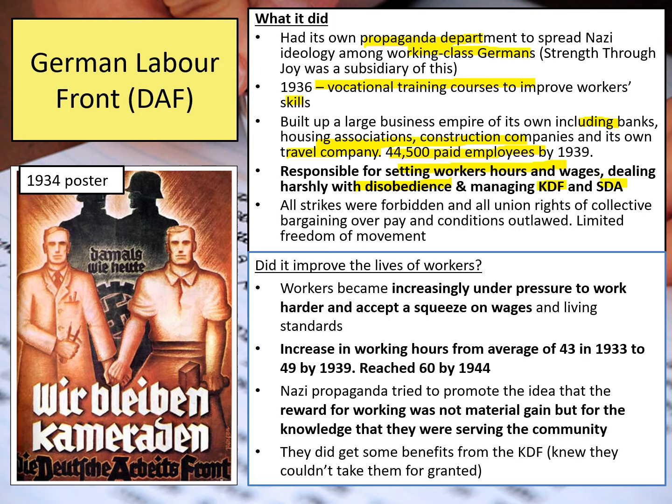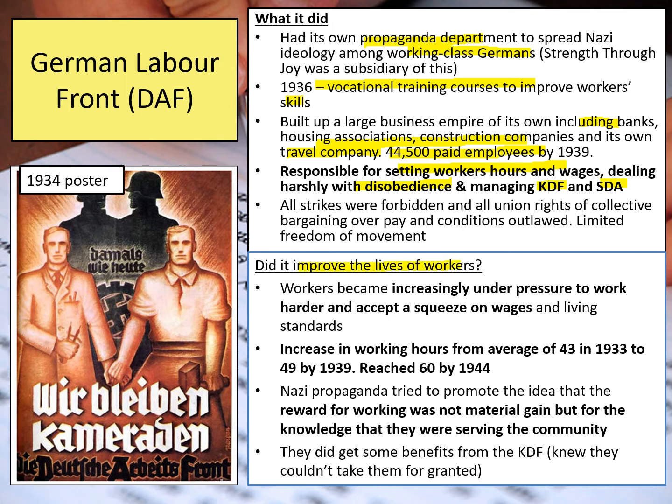They forbade any strikes and they tried to outlaw any kind of collective bargaining over pay. And they also limited freedom of movement as well. For instance, a worker couldn't just leave their job and decide to go somewhere else. It had to be agreed by the state. So let's think about the German Labour Front and whether it improved the lives of workers.